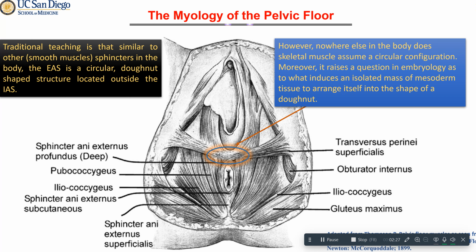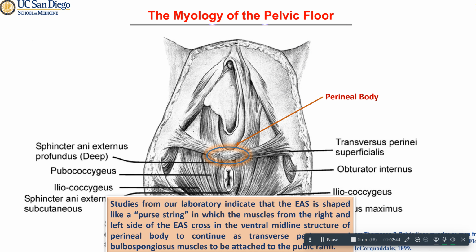Nowhere else in the body does skeletal muscle assume a circular configuration. Moreover, it raises a question in embryology as to what induces an isolated mass of mesoderm tissue to arrange itself into the shape of a donut. Now, studies from our lab indicate that the EAS is shaped like a purse string, in which the muscles from the right and left side of the EAS cross into the ventral midline structure of the perineal body, and they're attached to the pubic rami.